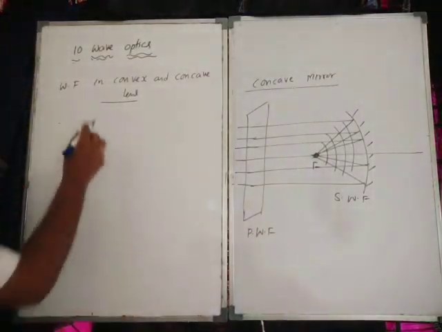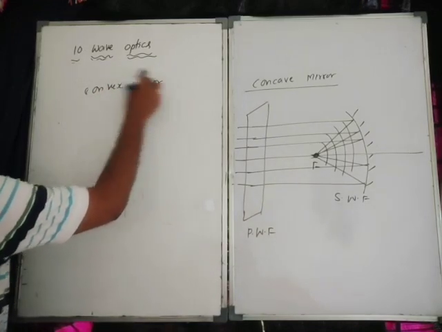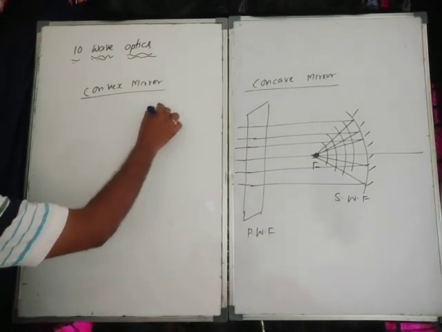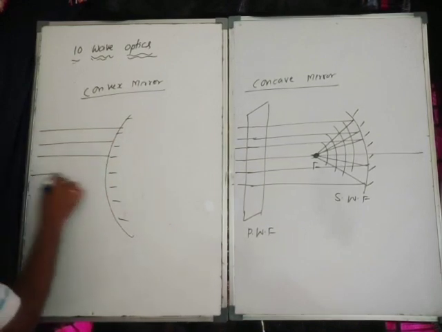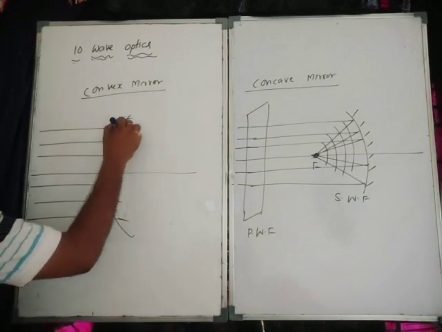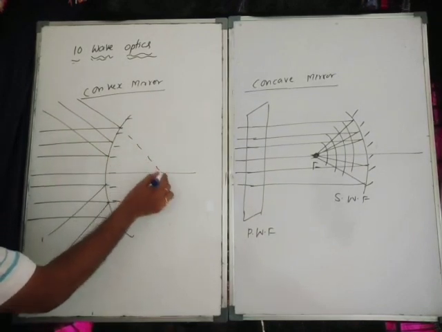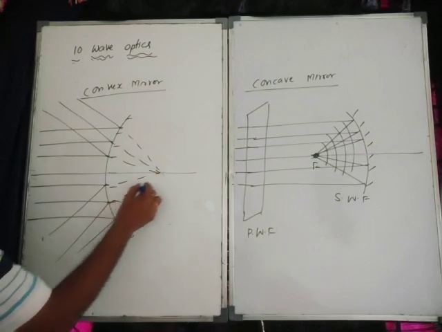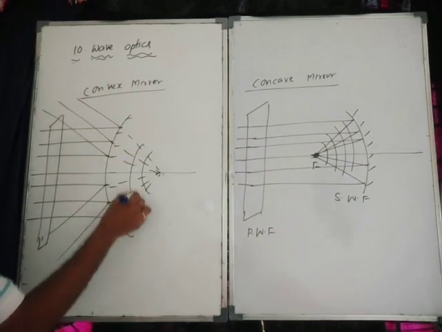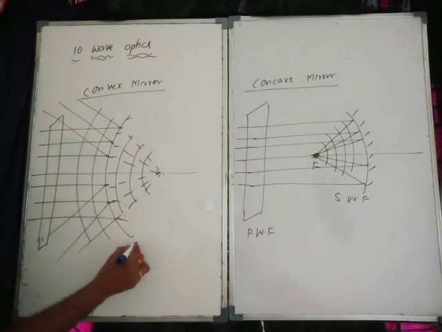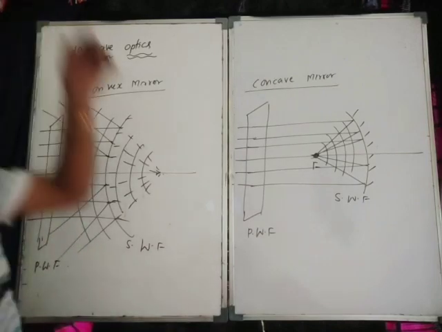Similarly, the convex mirror now. So I will consider it like that itself. These are the incident rays, this is the principal axis. What happened? They diverge, and appear to meet. This is the plane wavefront. After that, this is the spherical wavefront. Like that, a spherical wavefront. This is the plane wavefront.